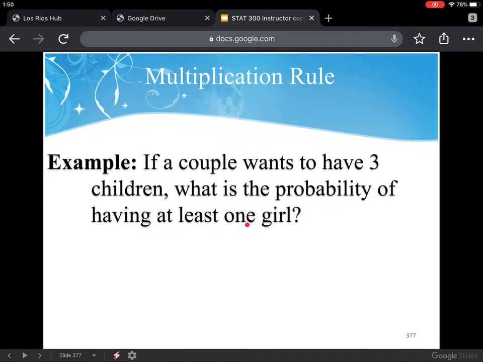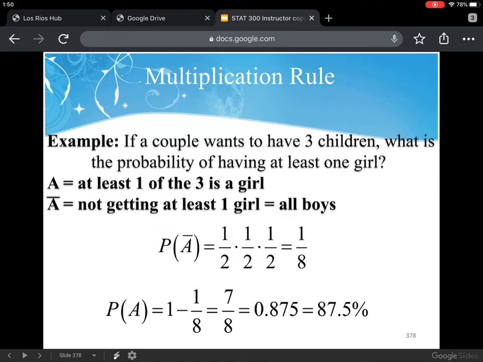It's a special case. So you have 3 children, at least one is a girl. Well, you can have one of the 3 being a girl and the other 2 are boys. You can also have the case where you have 2 girls and the third is a boy, or you can have the case where you have 3 girls, all 3 children are girls, and then you add the probabilities of each.